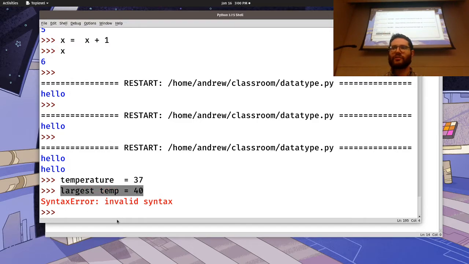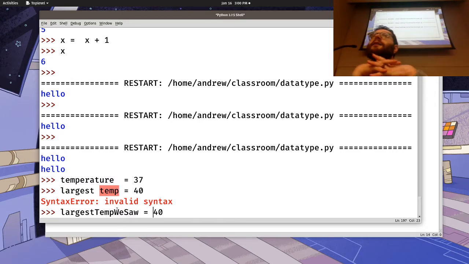So there's a trick. If we want to give a variable that has like two words as part of it, the way we typically do that is you can use underscores to connect things, like that. Or you can use something called camel casing, where you start out with lowercase, and then any additional words are capitalized. Largest temp we saw. It's called camel case because it has a lot of humps in it of capital letters. It's a terrible name, a terrible pun, but whatever. You remember it now. Largest temp we saw. Okay, so either use underscores or camel case.